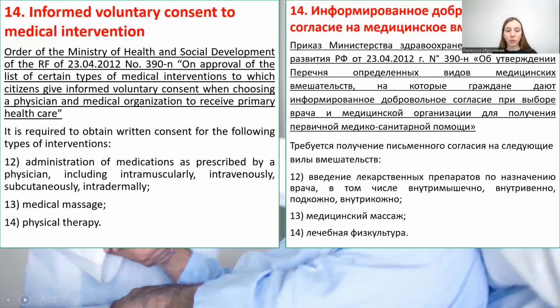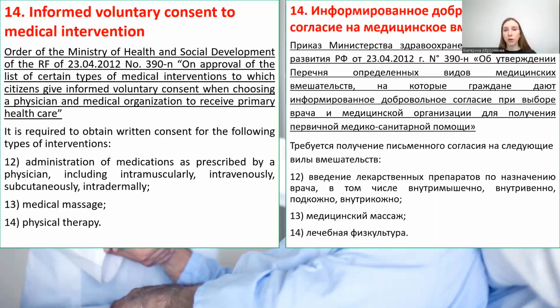IVC for medical intervention by one of the parents or another legal representative of a person who has not reached the age prescribed by law or is incapacitated can be issued in the form of an electronic document if there is information about his legal representative in the medical documentation of the patient. The IVC form approved by order number 1177, which was discussed before, is mandatory for all medical organizations providing primary medical care. However, with respect to interventions that are not included in the list approved by order of the Ministry of Health and Social Development number 390, a separate IVC is required.